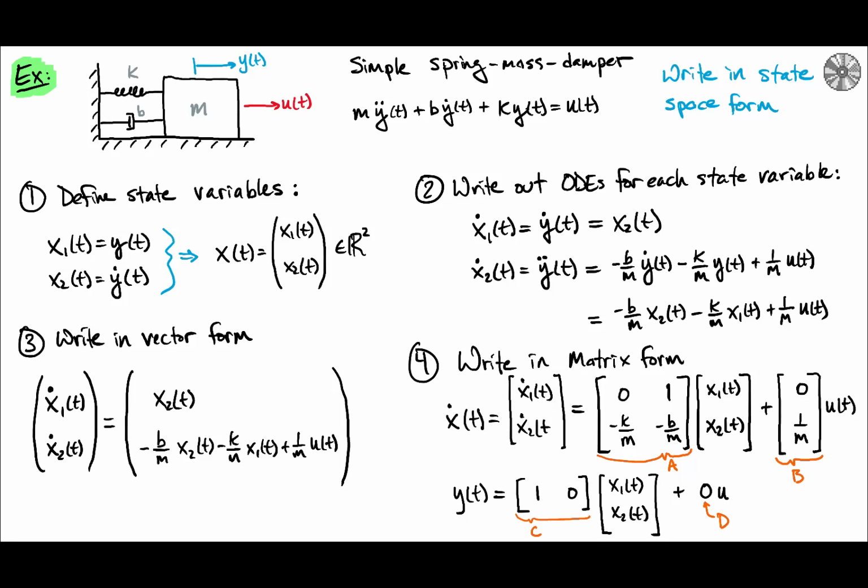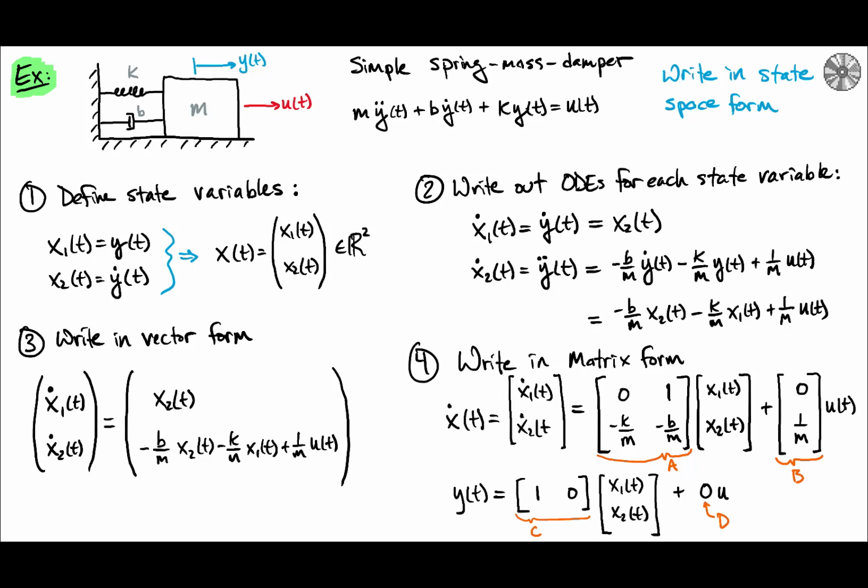And finally, in order to represent the output of the system of the differential equation, which was y, we just need to write y in terms of the states x1 and x2. And in this case, that's very simple. y is simply just x1. And so we define a matrix C, which is 1, 0. And when we do that matrix multiplication with the vector x1, x2, that just gives us back x1.